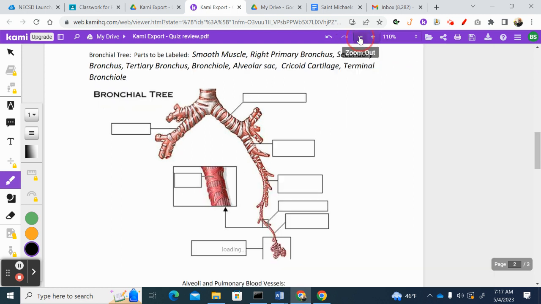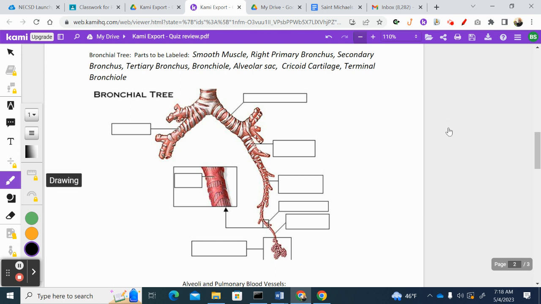All right, we have to label this. This looks like a bronchial tree. Well, as it's labeled, bronchial tree. And we have to label these parts up here, starting with smooth muscle. Smooth muscle we don't see until we get to the very end in the bronchioles, because up here we've got cartilage covering the tubes. But down here at the end, we lose the cartilage and we're left only with smooth muscle. So let's put smooth muscle in here.